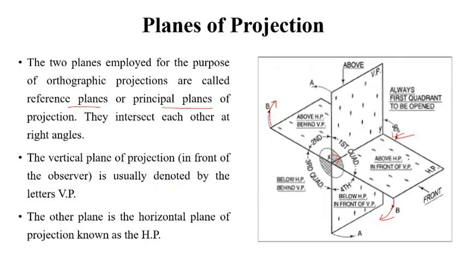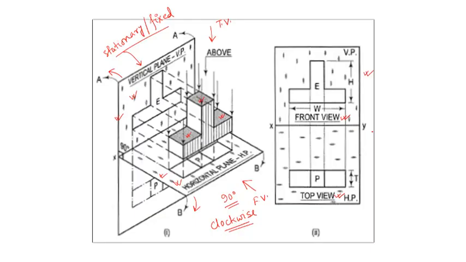Now next, the vertical plane of projection in front of the observer is usually denoted by the letter VP. In front of the observer means we are here. From here this is our eye and we are seeing the object. Suppose this is the object. Then the projection will be where? The front view will be in this plane, and similarly the top view will be projected where? In the horizontal plane.